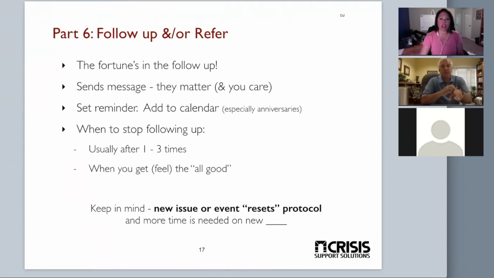And then finally, follow up and refer. I'll go through this really quickly because we spend a lot of time on this also in your training. The fortune is in the follow-up. What is the point of peer support? Some of you talk about, which I'm so glad you do, creating a culture of care in your agency and in your organization. Follow-up is one of the ways that we demonstrate that we care for you. You send the message that you matter.